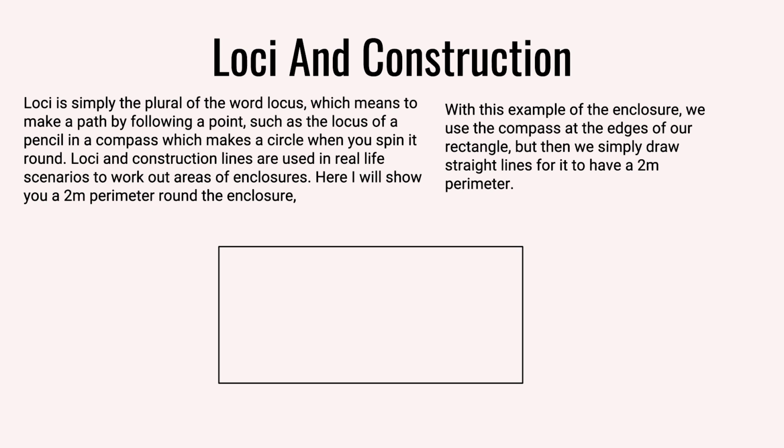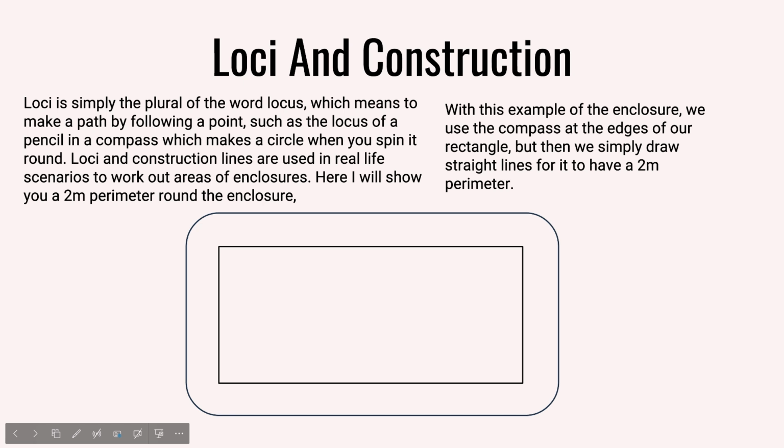Loci and construction lines are used in real life scenarios, such as areas and enclosures I'm about to show you. Say if we had an imaginary 2 meter perimeter around the enclosure, how would we draw it? Obviously it's not 2 meters to scale, but you get the point.